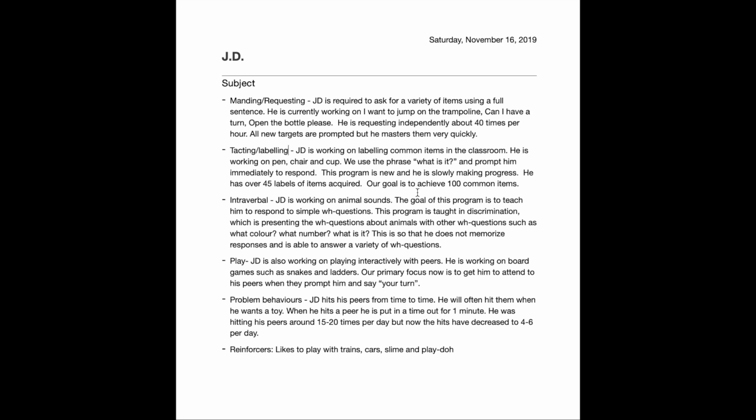So again, if I was in the meeting, I would really review what that paragraph says, and then I would talk to them about how many he's acquired, and even the purpose of it, so they understand, because they may not know why we're working on these labeling common items. Again, I would give them a little explanation. It's always good for you to understand why you're working on certain programs, so that if you did have to explain it to anybody, you could. And then, our goal is to reach, let's say, 100 common items. All right, let's move on.